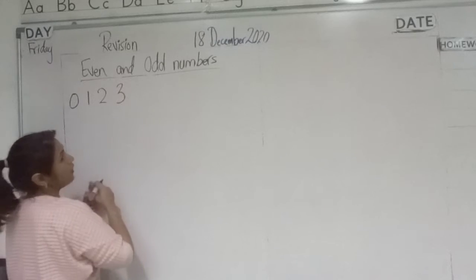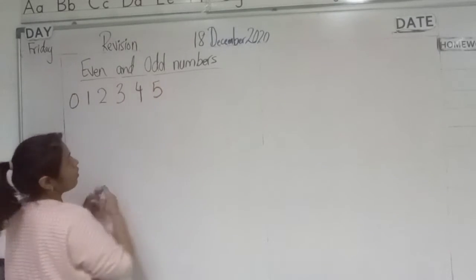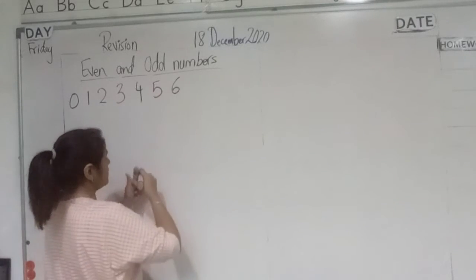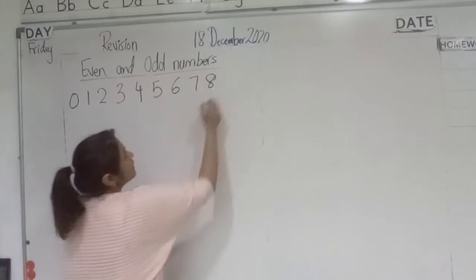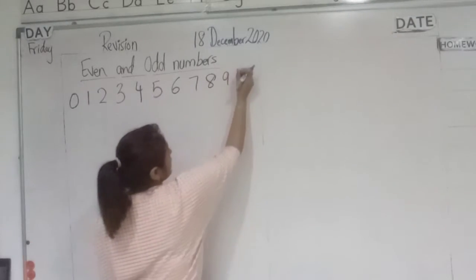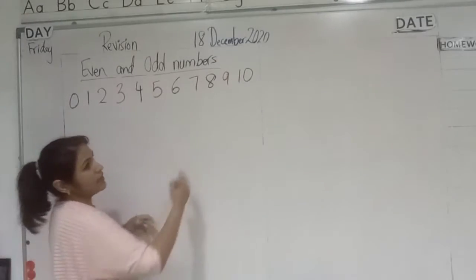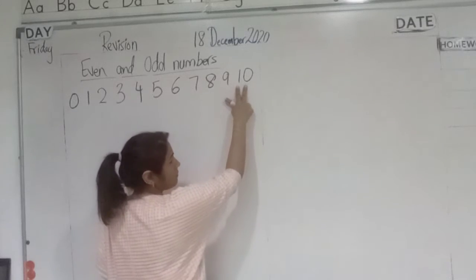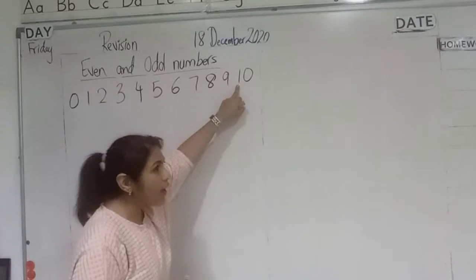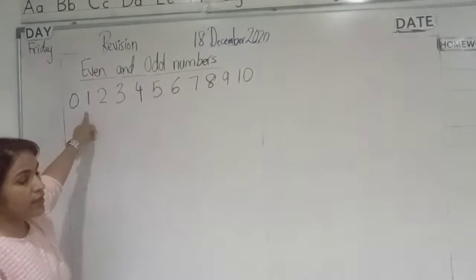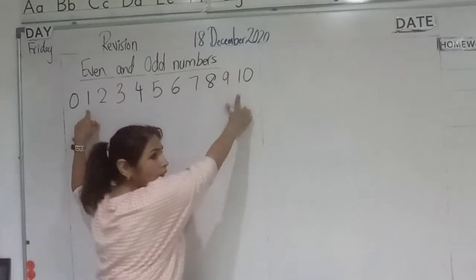3 is odd, 4 is even, 5 is odd, 6 is even, 7 is odd, 8 is even, 9 is odd, and 10 is even. Alright, I want you to focus here. Even though this is a double number and on your left-hand side you have a number 1, which is an odd number, you will say, teacher, you have 1 here which is the odd number.